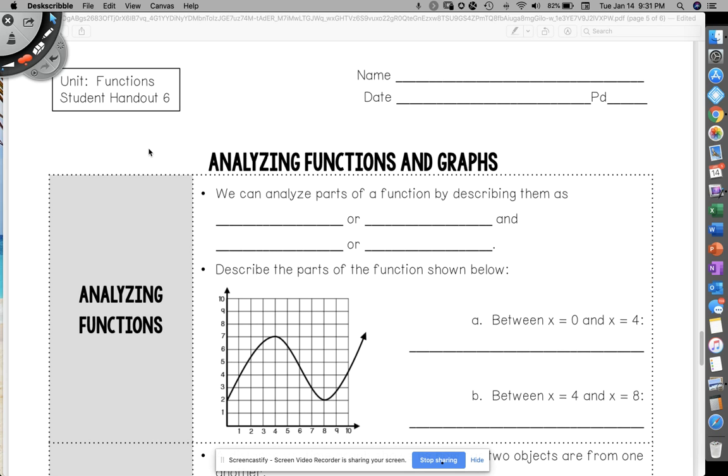All right, this is a video on analyzing functions and their graphs. So we're going to fill in some notes here at the top. It says we can analyze parts of a function by describing them as blank or blank. So let's go ahead and fill those in. We can describe them as increasing, or the opposite, decreasing.